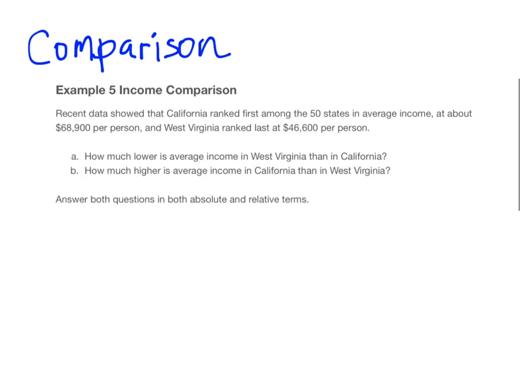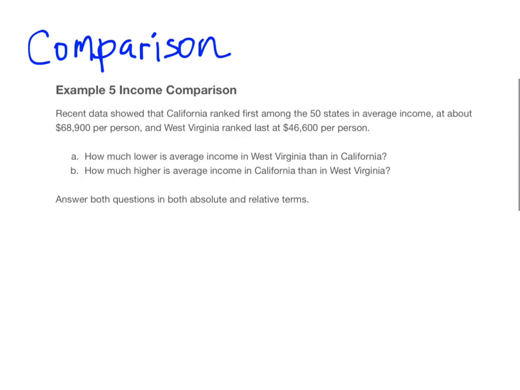So here's an example. Recent data showed that California ranked first among the 50 states in average income at about $68,900 per person, and West Virginia ranked last at $46,600 per person. So what we can do is compare either West Virginia to California or California to West Virginia. And we can do so in either absolute or relative terms. Let's tackle part A first. How much lower is average income in West Virginia than in California?